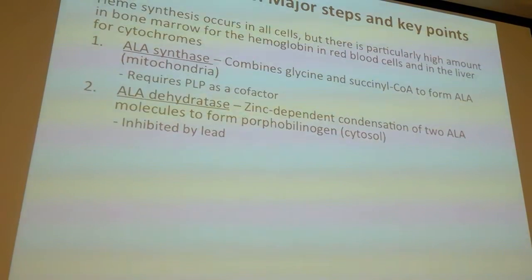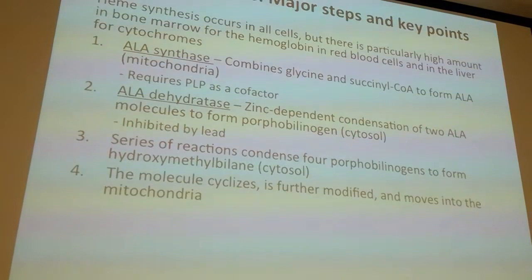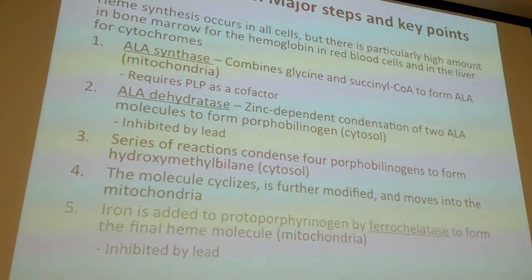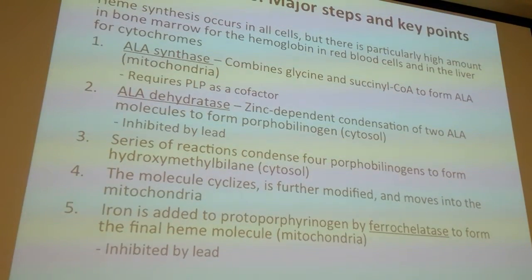We talked about the dehydratase, which is susceptible to inhibition by lead. This gives rise to the porphobilinogen, that first pyrrole molecule. There are then a series of reactions to connect these porphobilinogens to form that tetrapyrrole and to form the ring. This is modified and moves back into the mitochondria. And then remember this enzyme, ferrochelatase, which mediates the final addition of iron to the core of the heme and also can be inhibited by lead. So we have two enzymes inhibited by lead.